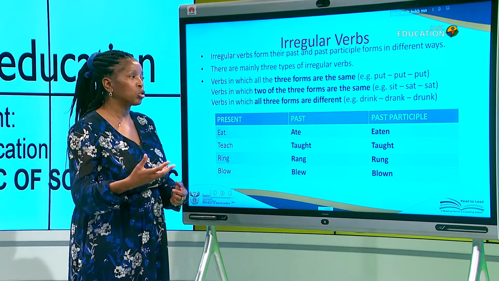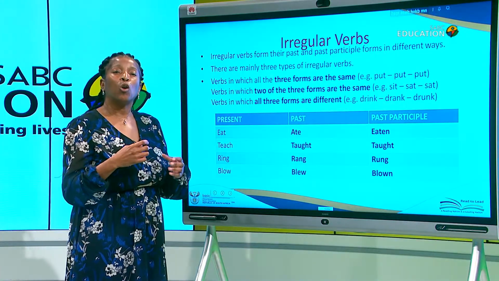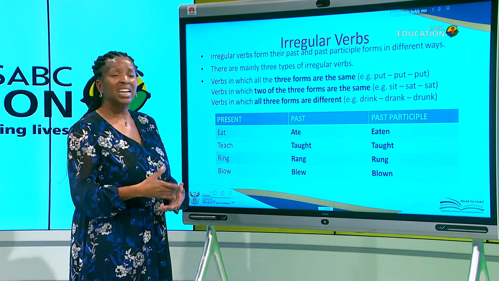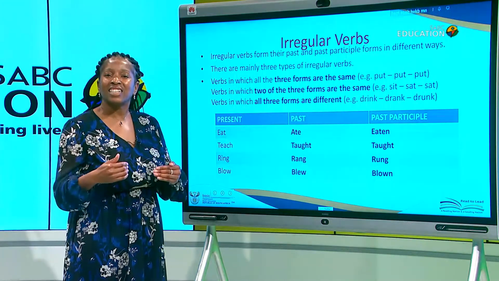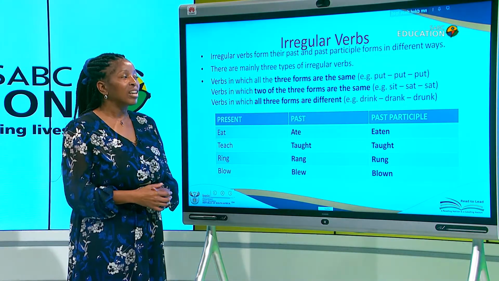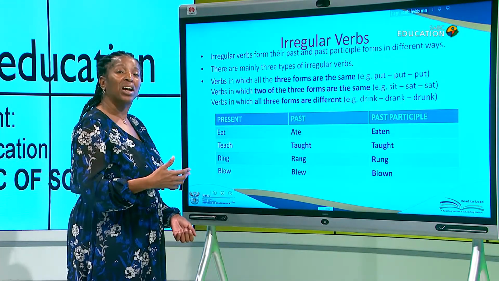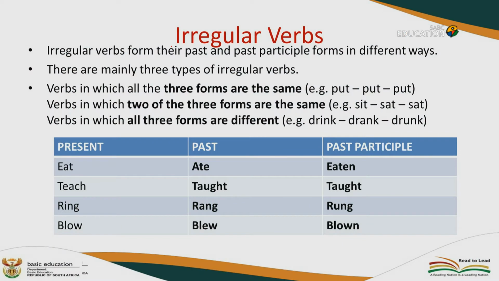Put. And then we've got those irregular forms where we have only 2 parts that are similar, like sit. Sit, sat, sat. So the third one is where all of them are different. This is still irregular. Drink, drank, drunk. We have more examples here. In the present, we say eat. In the past tense, we say ate. And the past participle of eat is eaten.